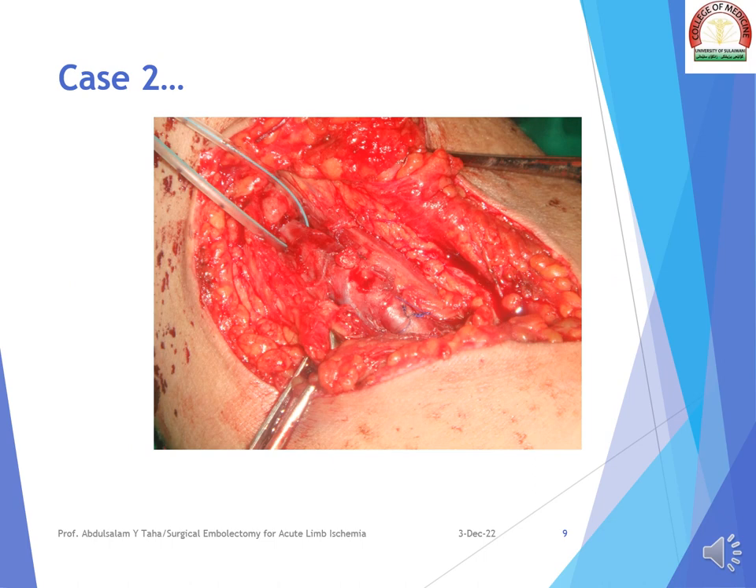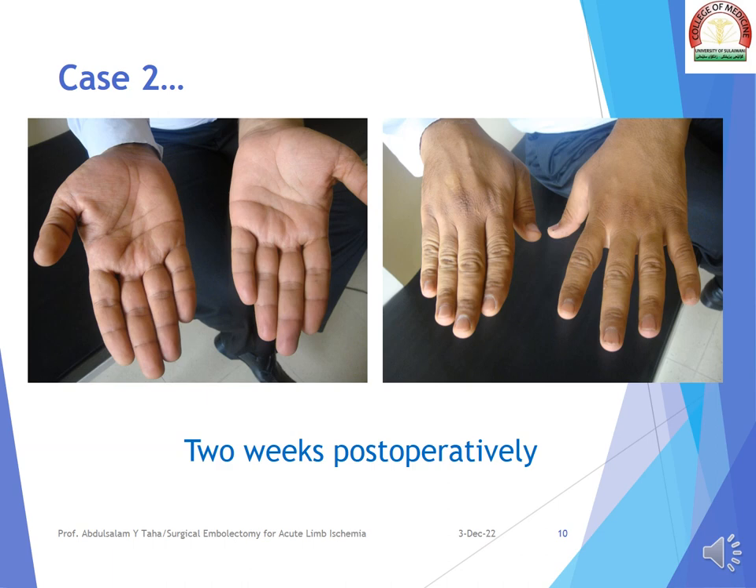You can see an operative photograph of the brachial artery after completion of the brachial embolectomy. Two weeks postoperatively, we can see the hand of the patient with better viability.